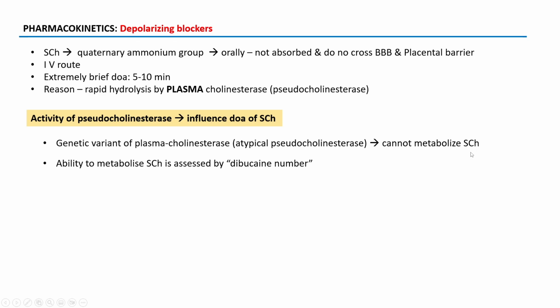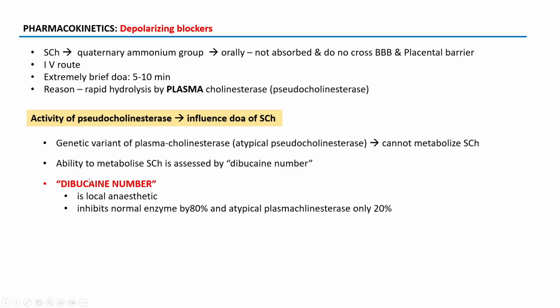And what is the effect of succinylcholine on the respiratory muscles? There will be relaxation of the respiratory muscles. It can lead to apnea and even death. So this can be identified by knowing the concentration of the pseudocholinesterase level. It can be done by assessing the Dibucaine number. So what is the Dibucaine number?